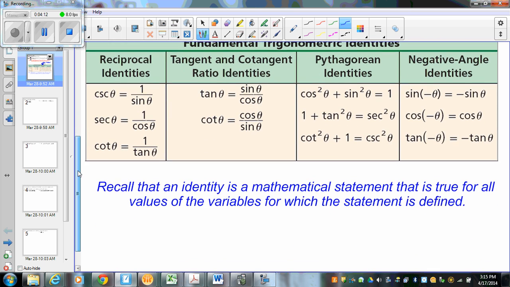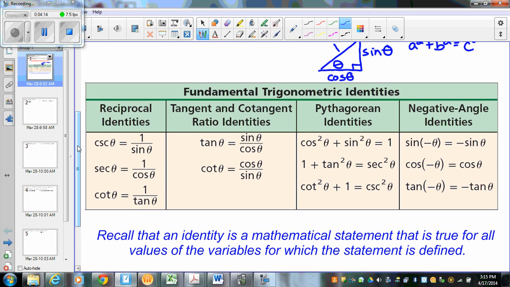Now remember, the whole definition of an identity is that it is a mathematical statement that is true for all values of the variables for which the statement is defined. So what that means is that these identities always work. Cosine squared plus sine squared always equals 1. Tangent always equals sine divided by cosine. All of these always work.